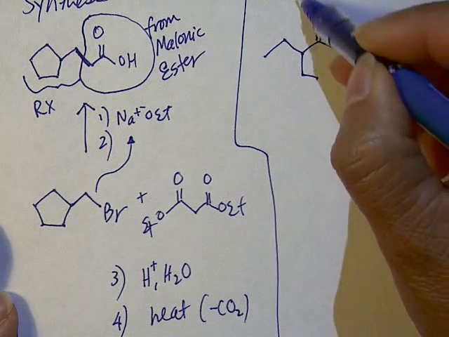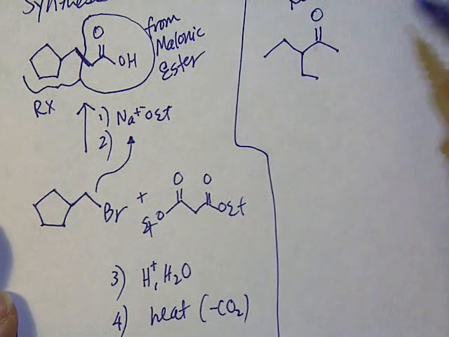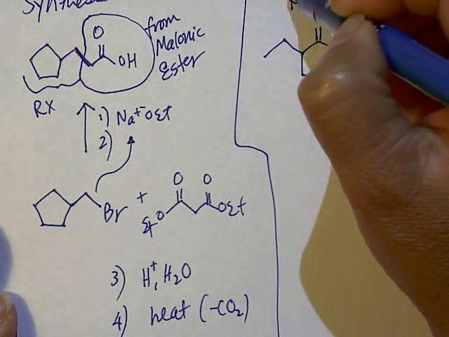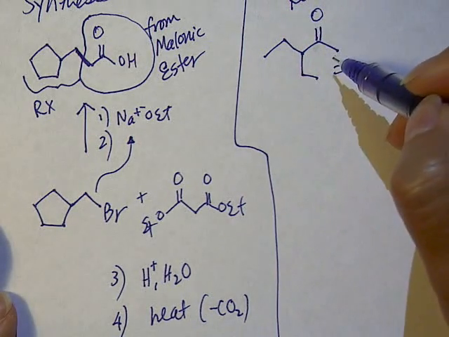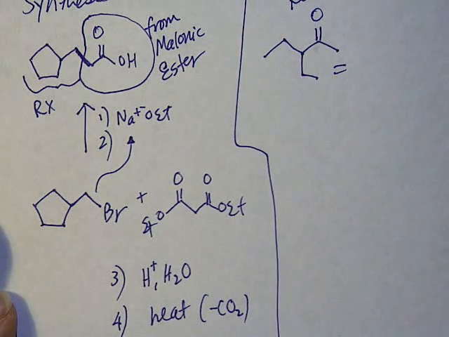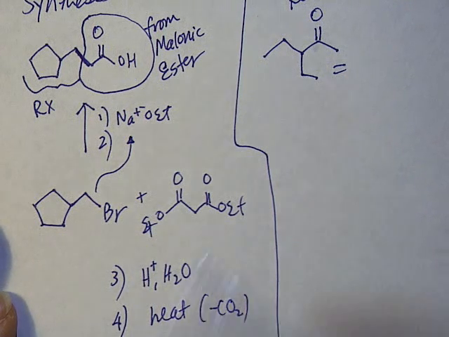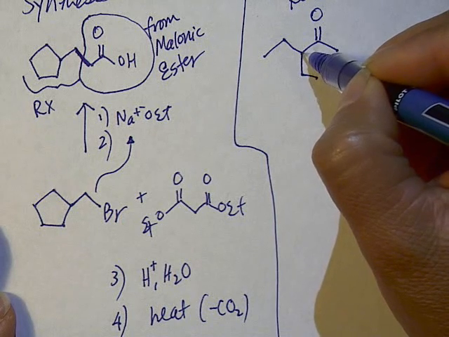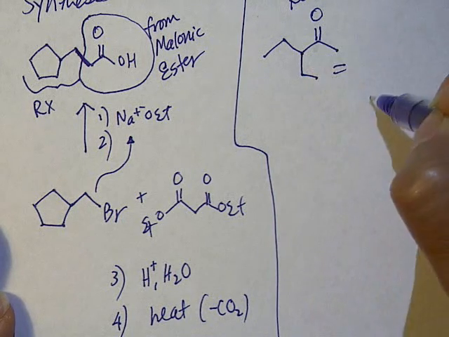Okay, now the other kind of synthesis that you're going to be asked to do is basically a ketone derivative, and it's going to be a methyl ketone. Notice that when you use acetoacetic ester, you're going to end up with a methyl ketone where this carbon is where the alkylations occur.